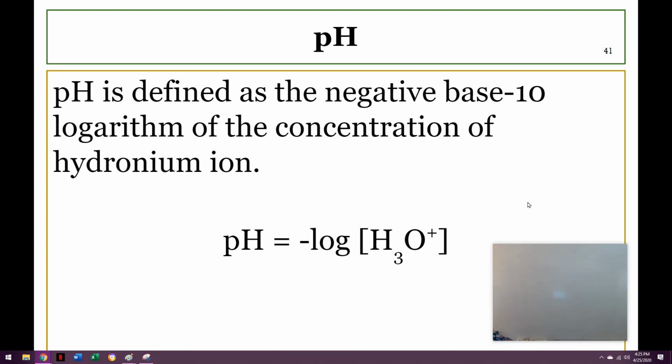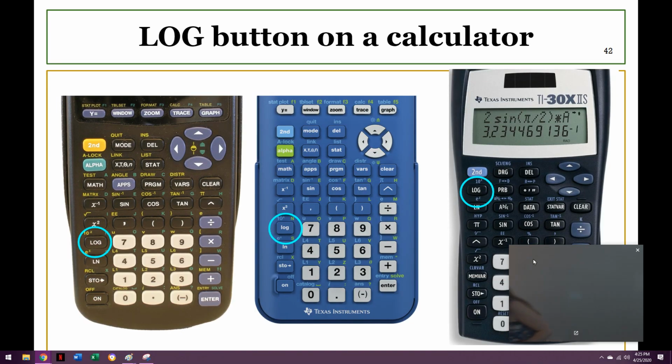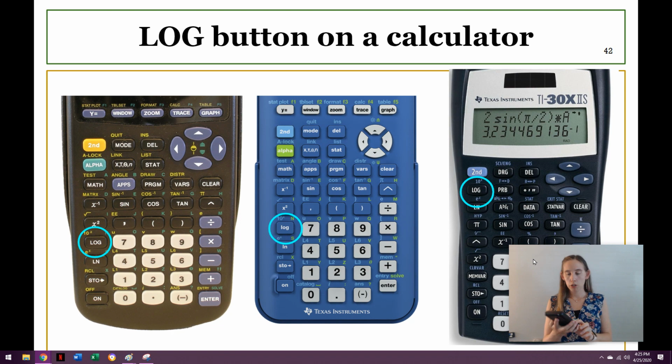Let's look at this next slide. You can see here's a couple different calculators. Mine is that first one, and you can see it's right next to your 7, and catty corner from that comma, it's right underneath the x squared button. It just says log. Simple as that. That's your log button. Once you locate it, you can press the log button, and it shows you log, and it opens up a parentheses for you.